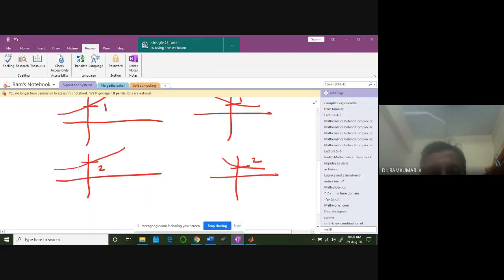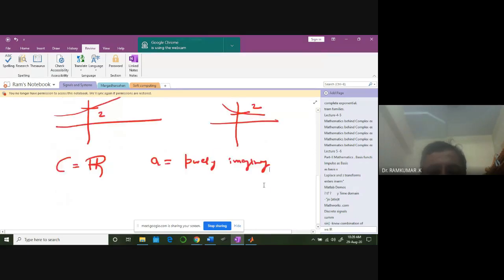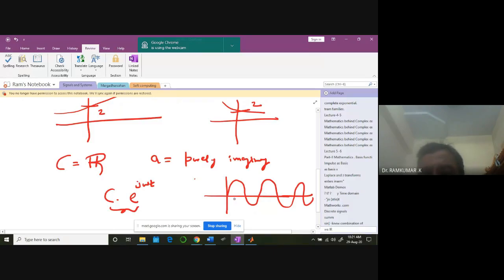Then the second part I said: C is real, and A can be purely imaginary. In that case, how does the signal look like? C e power j omega t. This is the kind of signal we are talking about that you know very well. This signal is purely imaginary. It can be sine or cosine. Cosine waveforms is what you see.